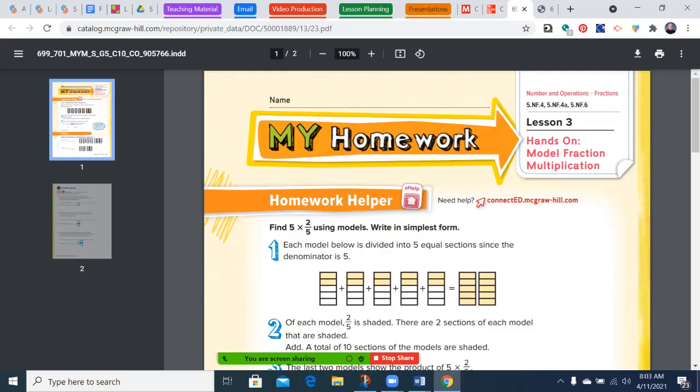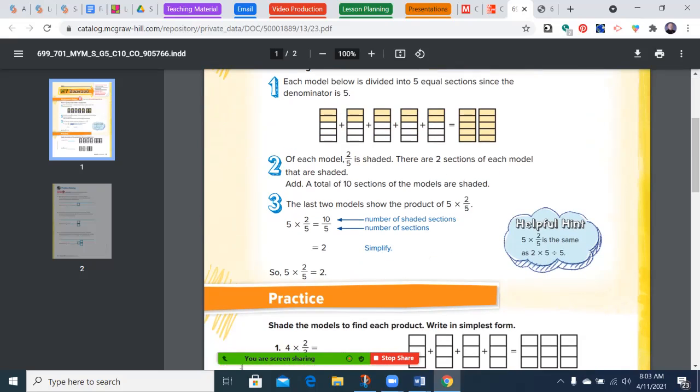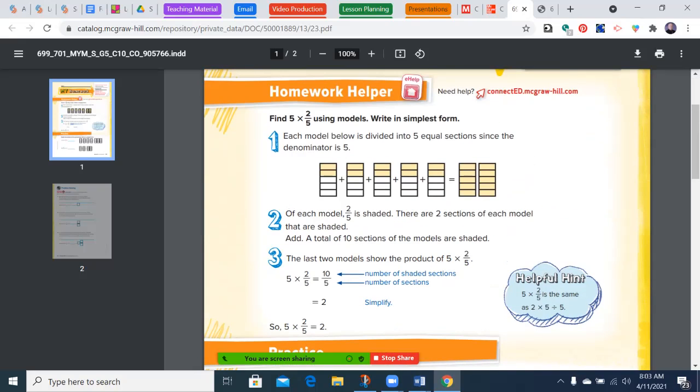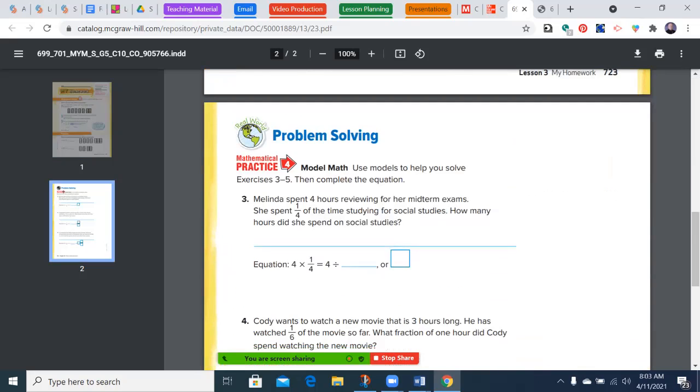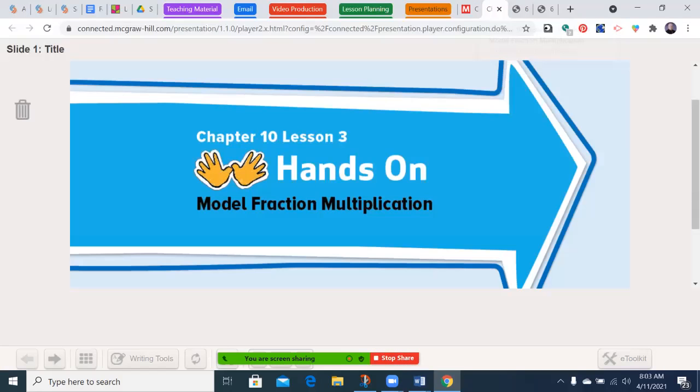Let's take a peek at what today's assignment will look like, just so you can have a visual. And you can see a helpful hint: 5 times 2/5 is the same as 2 times 5 divided by 5. We'll explain that here in the lesson. We're going to use some of these model pieces where they had 5 times 2/5. They colored in 2 out of each of the 5 and then moved it, the 2, then the next 2, the next 2, the next 2, and the next 2, and all of a sudden we had 2. You do that with those problems, and you can use models here on these. There's 5 total problems.